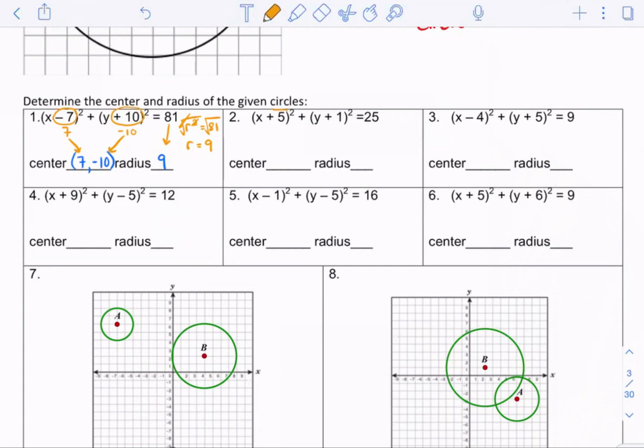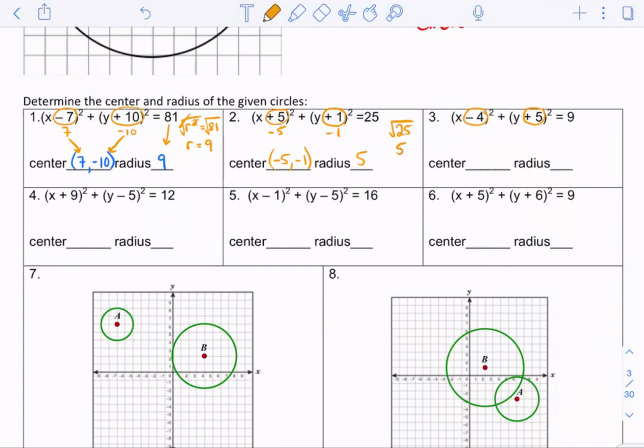Okay, so let's try number 2. So for the center, we're going to take the opposite of +5, which is -5. Opposite of +1, which is -1. And the square root of 25, which is 5. Beautiful. So your center is -5, -1, and the radius is 5. That's easy, Mrs. Talhami. Great. So if you want to pause the video and try the rest of these, and then press play when you're done, go for it.